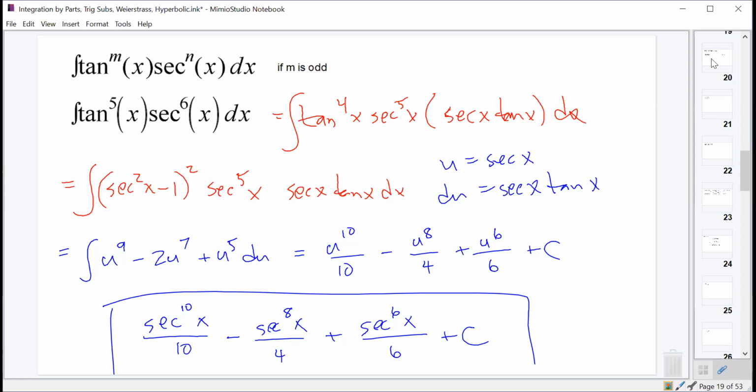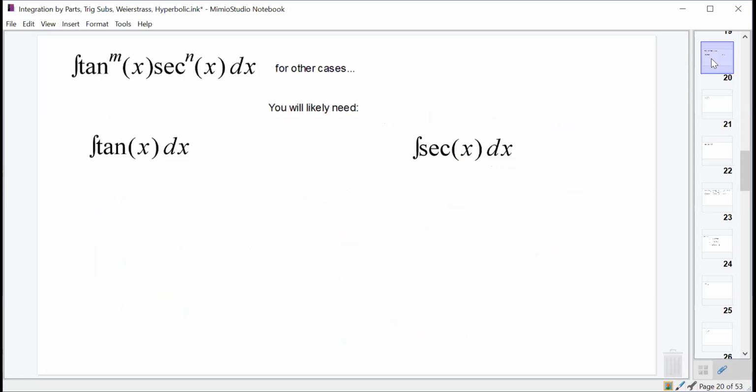Okay. So if the tangent power is odd, easy enough. If the secant power is even, easy enough. But for any other cases, the chances are you're going to need to know the integral of tangent x or the integral of secant x. Now I know tangent x is one we should already know. What's the integral of tangent x? We did this one the other day and I said you should probably memorize this.